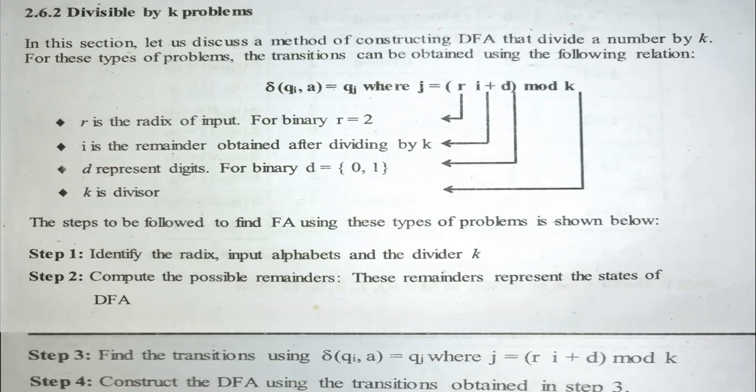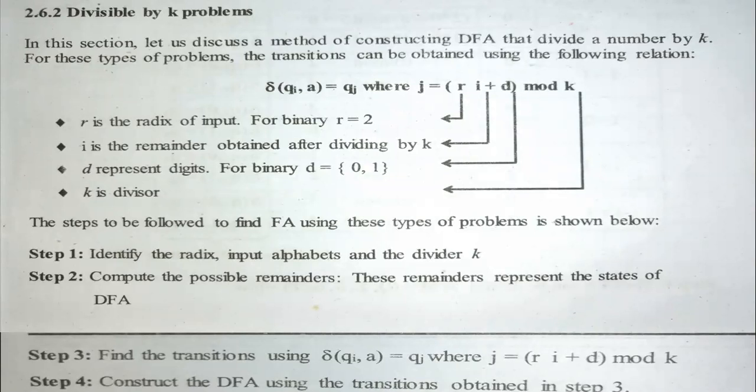So in the question, they used to provide some set of patterns, like it should begin with A, it should end with A, or how many A's should be available, how many B's, or how many zeros should be available. So even number of A's, odd number of B's, such kind of pattern they used to mention in a question. But now from here, we are following a new property, the divisible by k problem.